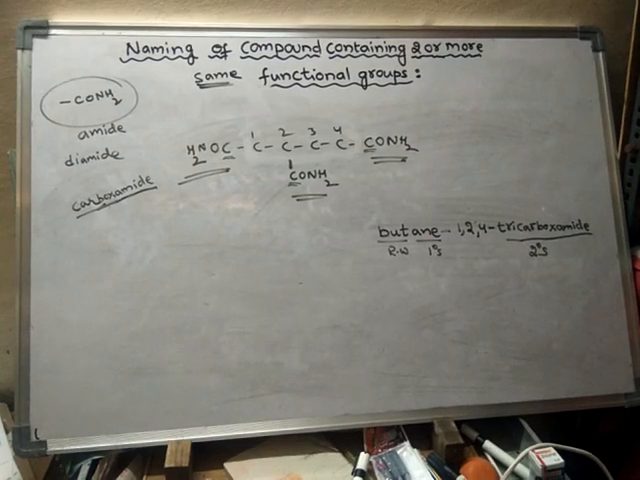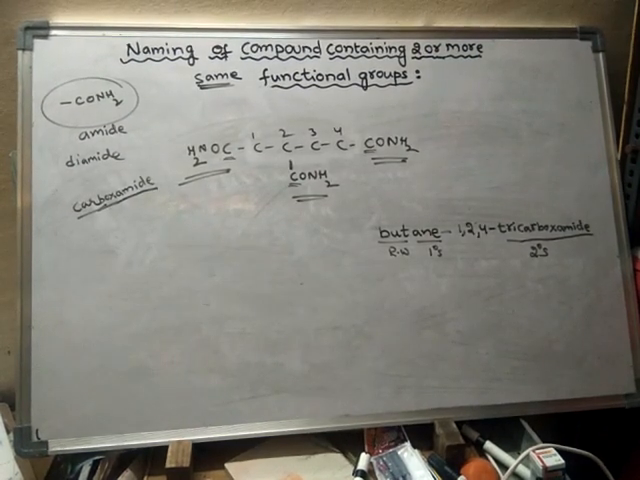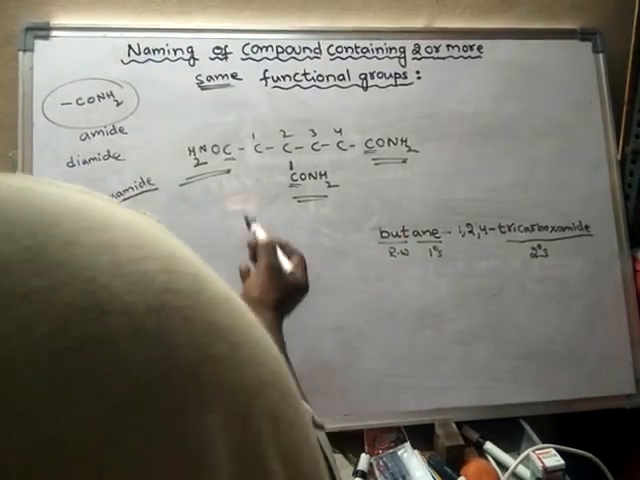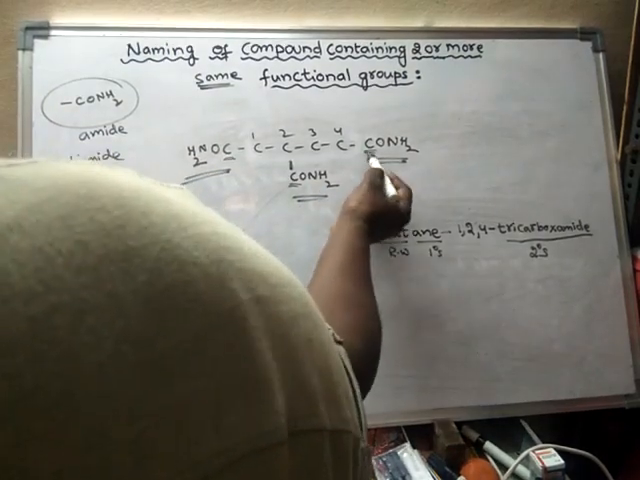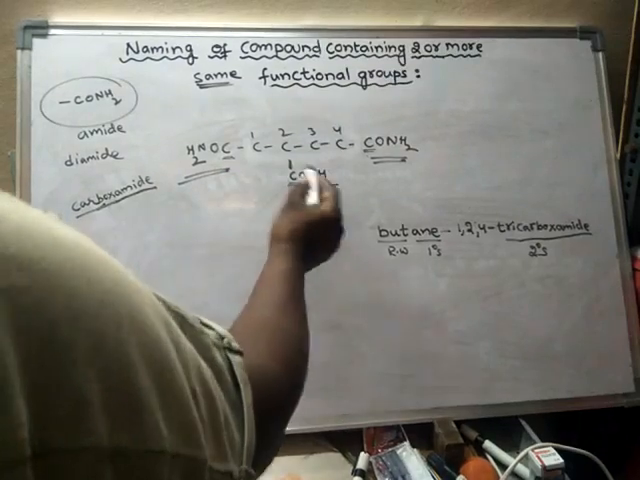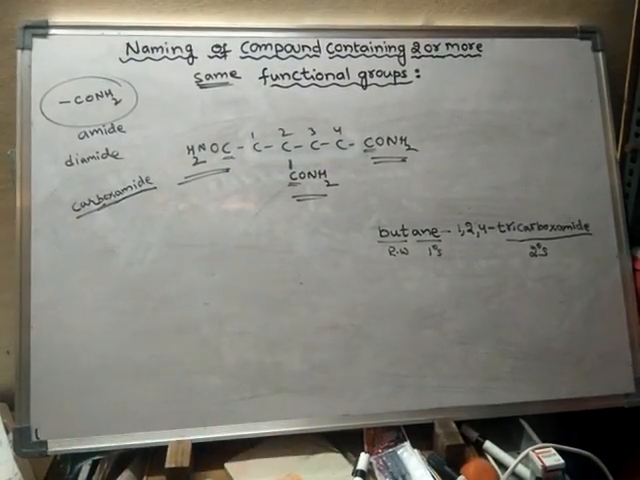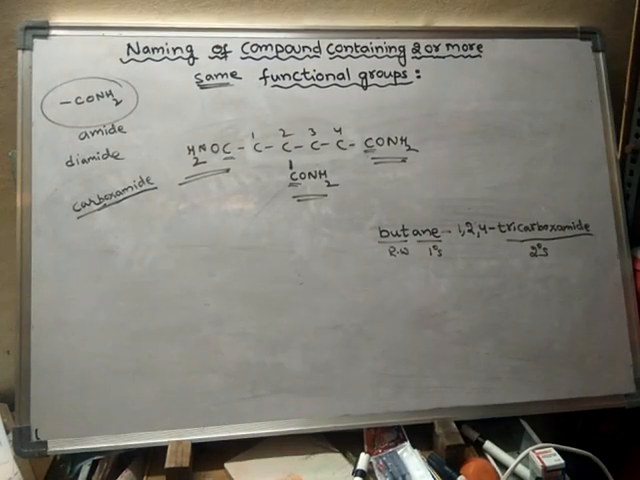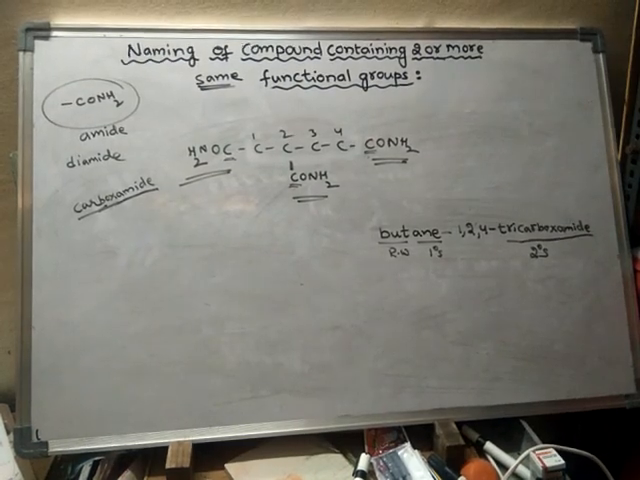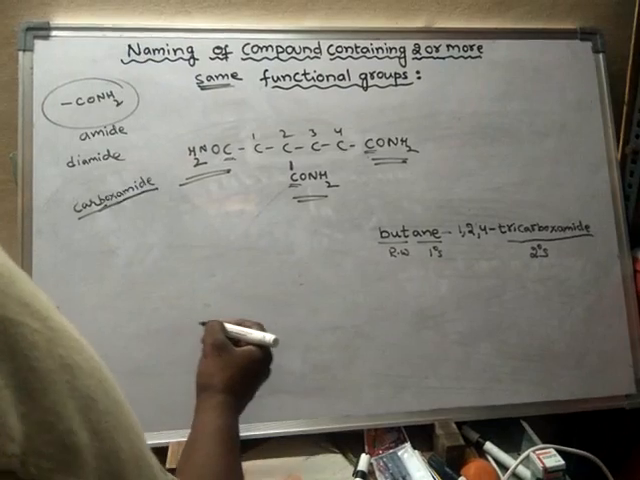So like this, the recommendation of IUPAC was given in 1993. According to the IUPAC 1993 recommendation, when the same chain terminating functional groups are repeated more than 2 times, then the carbons present in the chain terminating functional group should not be counted for the parent chain. They should be given a separate name like carboxamide, carboxylic acid, carbaldehyde, or carbonitrile. Now let us learn one more compound.